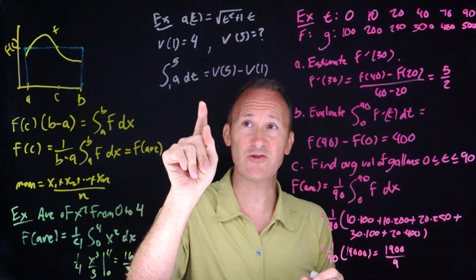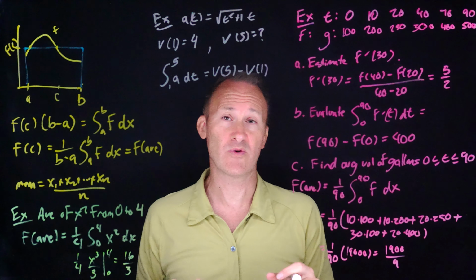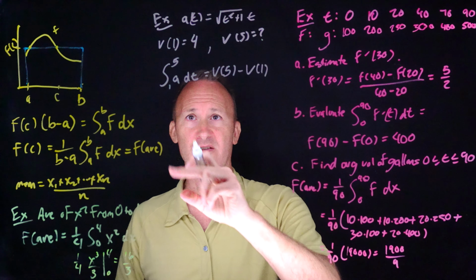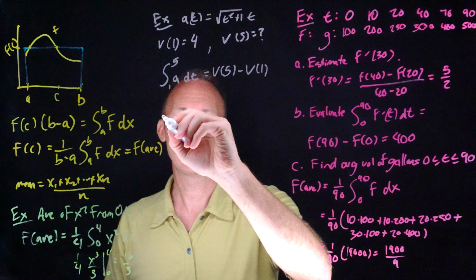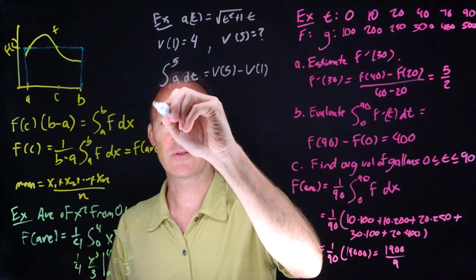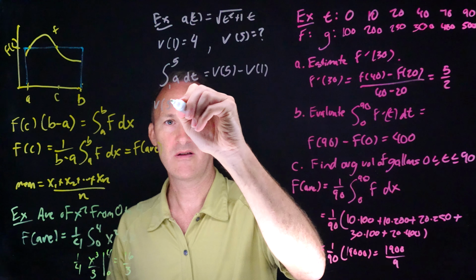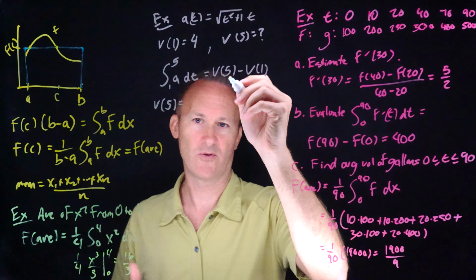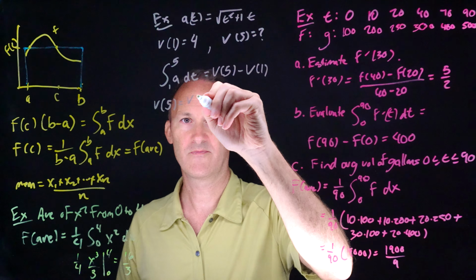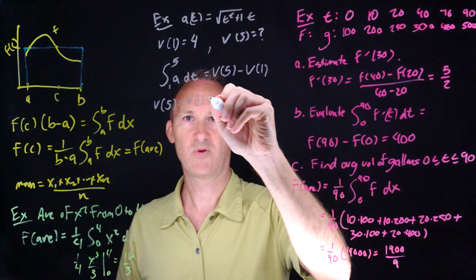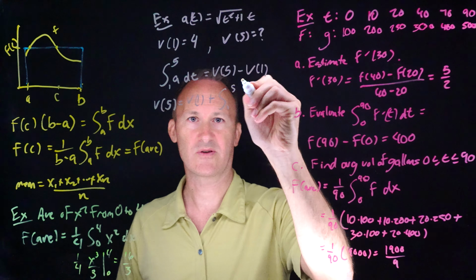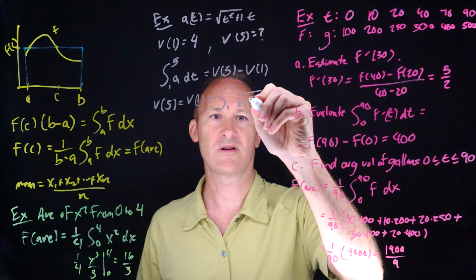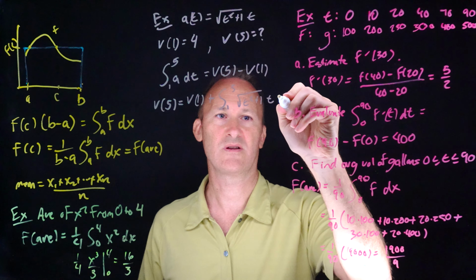But in this particular problem, they give us v of 1 and they only want v of 5, okay? So you add the v of 1 to the other side. We want to find v of 5, so let's write that. V of 5 equals v of 1, which is 4, but we'll just write it as v of 1, plus the integral from 1 to 5, and we can plug in our function for a here, which is root t squared plus 1 times t, dt.